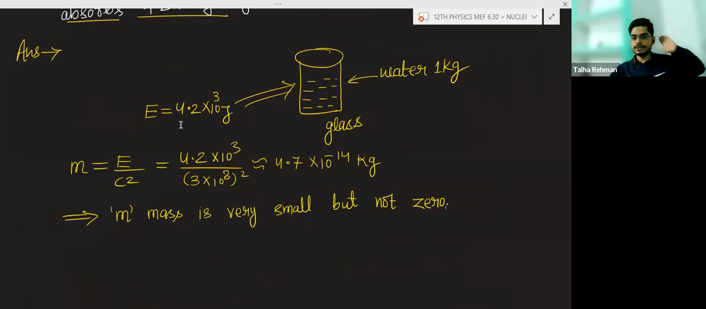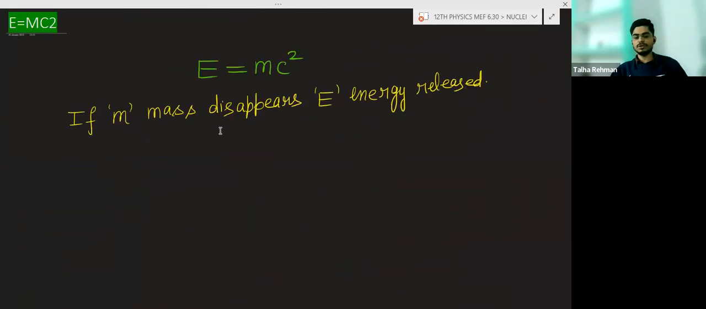Now this equation, E is equal to mc square. What is the meaning of this equation? If mass M disappears, then energy E will be released. I told you, if mass M disappears, then energy E will be released. c is the speed of light in vacuum. c is equal to 3 into 10 to the power 8 meter per second.